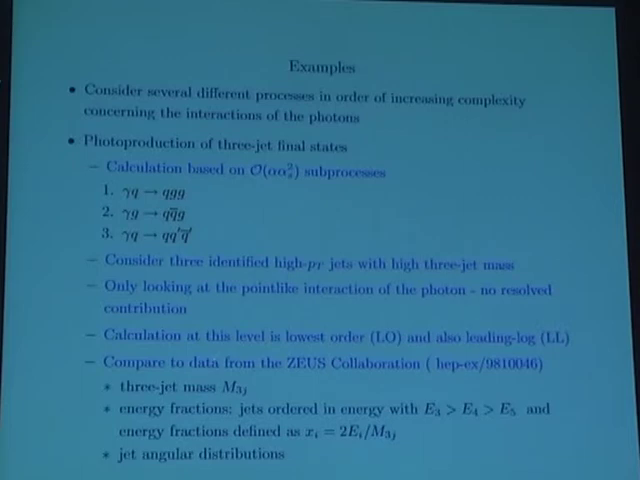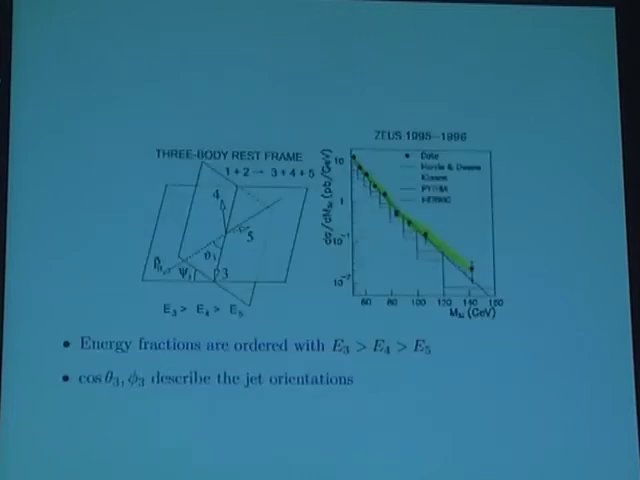And again, one can look at three-jet production, and you have these same type of energy fractions. Now they're going to be the energies of the jet, not the transverse energy. And what you see from this plot is, in fact, that the three-jet mass in photoproduction behaves rather as expected. And the theory gives a good agreement there.